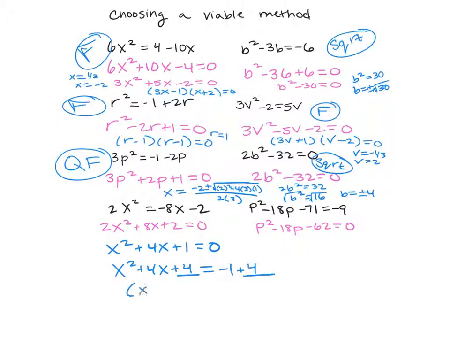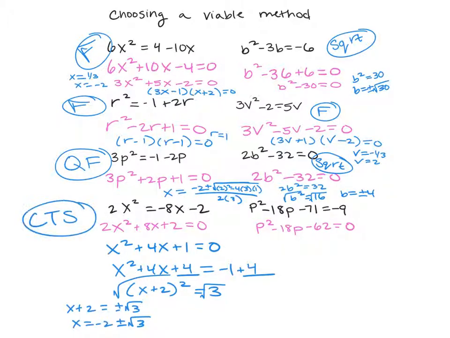And then I can rewrite this as x plus 2 squared equals 3. And then I can take the square root of both sides. I get x plus 2 equals plus or minus square root 3. So that's negative 2 plus or minus square root of 3. And so completing the square was a great method there.